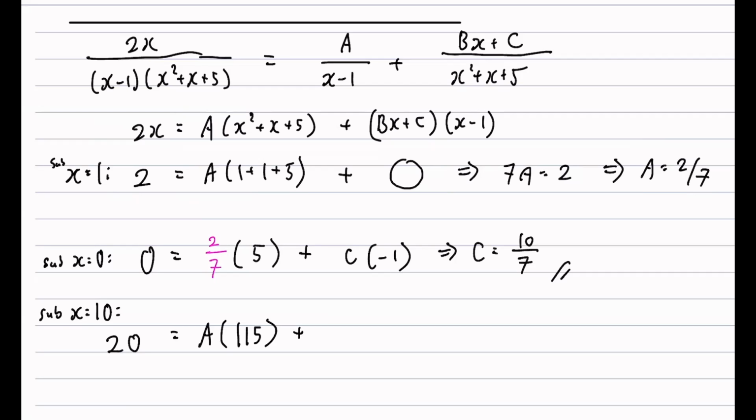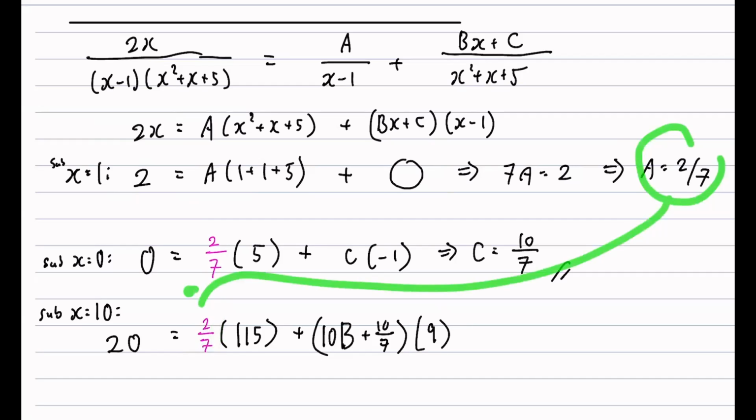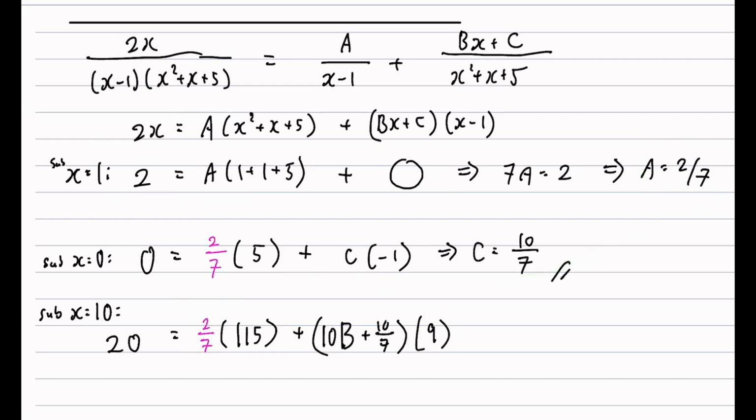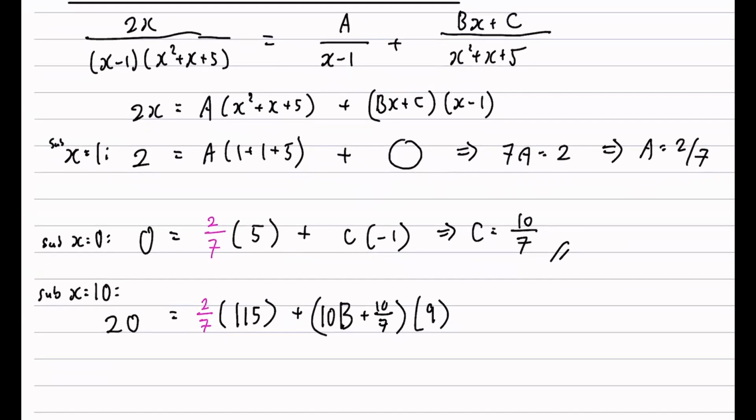Plus bx plus c. We don't know what is b. We know what is x, 10. So 10b. Add on c, which is 10 over 7, multiplied by x minus 1, which is 10 minus 1, 9. Oh, wait. A is 2 over 7. I keep forgetting. You already solved it, so you must just convert it into a number. Don't make your life so difficult with so many variables. For now. Later you'll see a lot more variables.